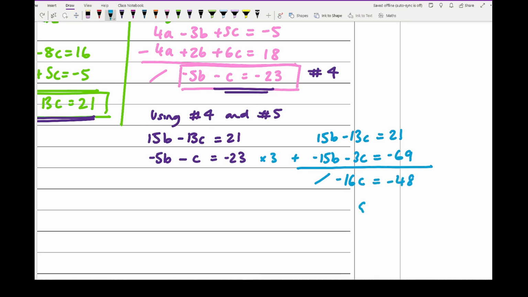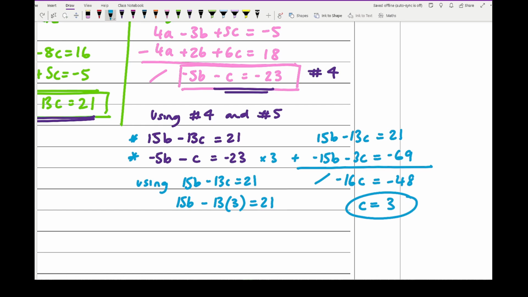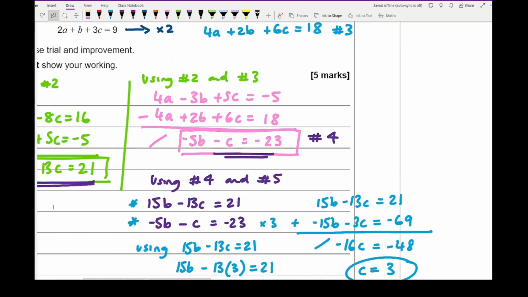And that leaves me with a c value of 3. Then, using one of these equations, either this one here or this one here, I'm going to go for using 15b minus 13c equals 21. We know that c equals 3, so I've got 15b minus 13 lots of 3 equals 21. 15b minus 39 equals 21. So 15b is going to equal 60. So b equals 4.